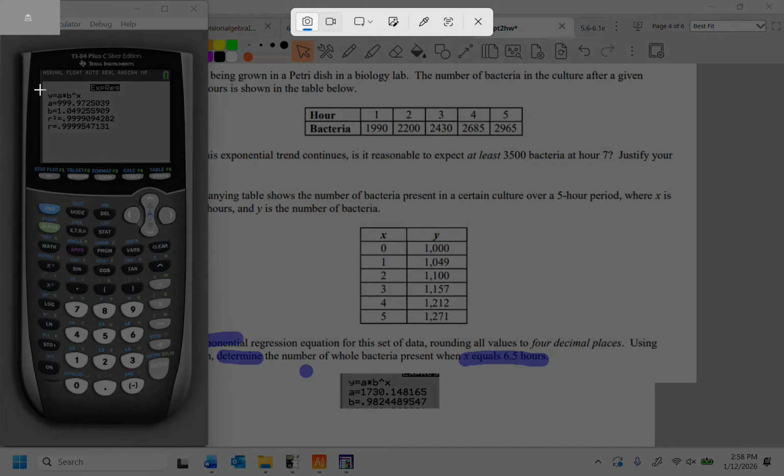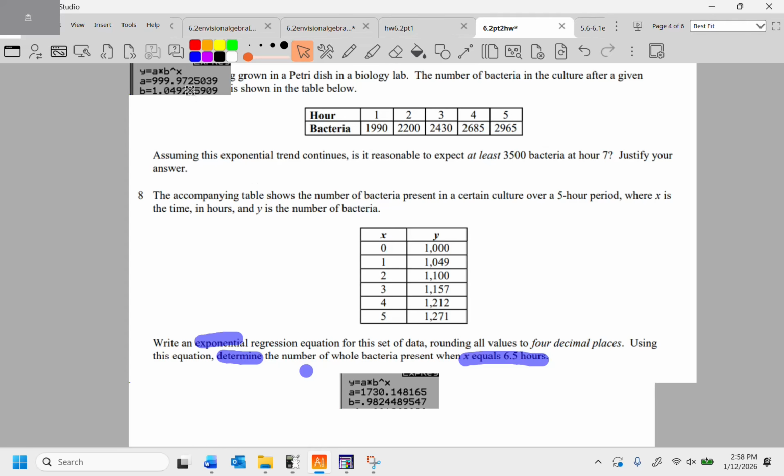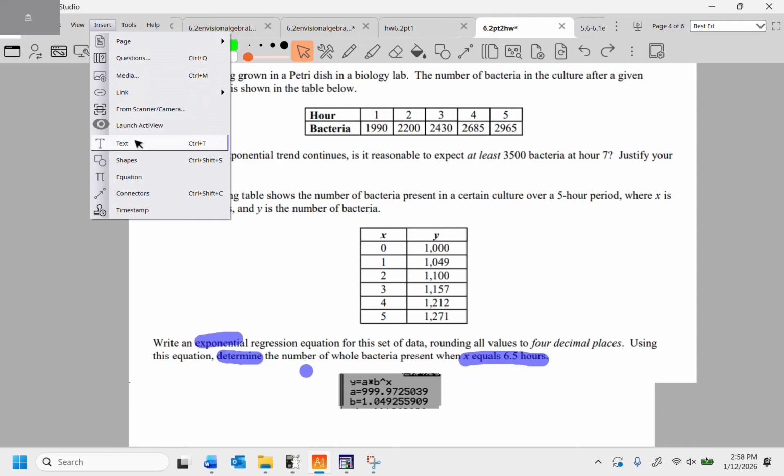And the A value needs to be close to what the table starts with. The table started with 1,000. The A value is close to 1,000. There's little things like that. Bam. Cover that up right there. Nothing wrong ever happened. So let's write out our equation here.